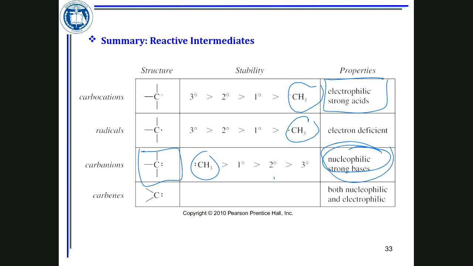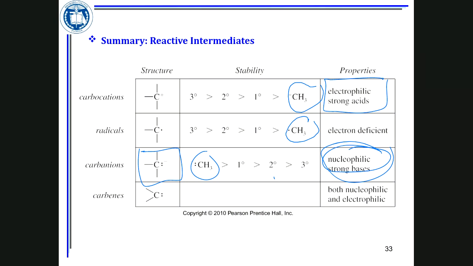Electrophilic means that it's looking for electrons. That means it must be positively charged or partially positively charged. So if it has a partial or complete positive charge, it is acting as an electrophile, looking for electrons.